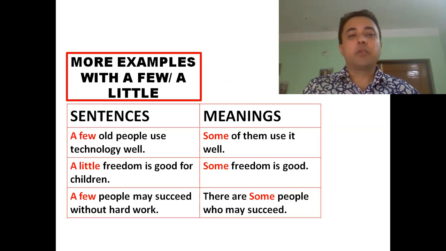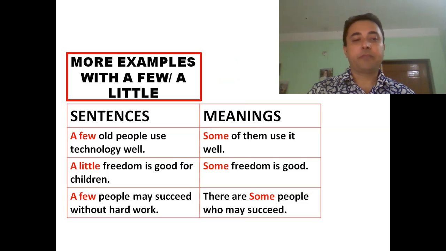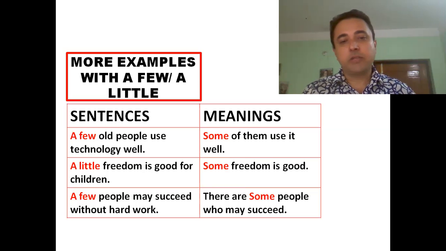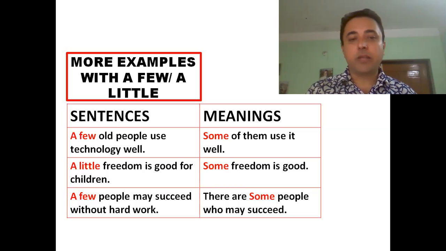Let's have a look at some more examples with a few and a little. A few old people use technology well. If you want to say something positive about them, this is what you can say, which means some of them use it well. A little freedom is good means some freedom is good. And a few people may succeed without hard work means there are some people who may succeed. Remember, the word some can replace both a few and a little, although a few is used for countable and a little is used for uncountable nouns.